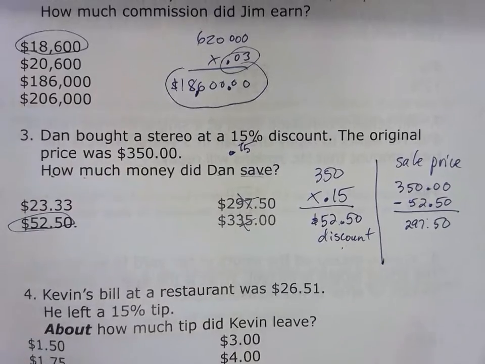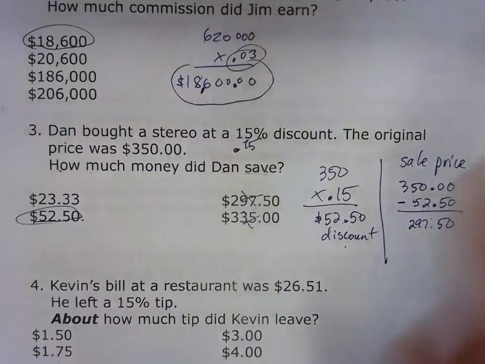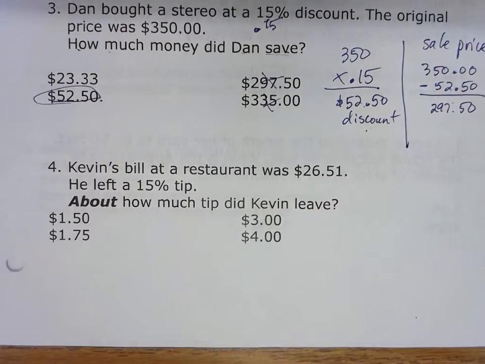Okie doke. Gratuity question coming up next. Alright, says Kevin's going to the restaurant. He's leaving a 15% tip. About how much tip did Kevin leave? Remember, tip and gratuity mean the same thing.